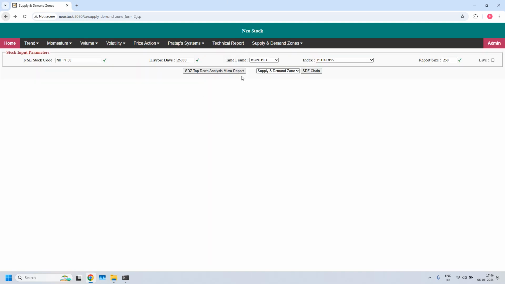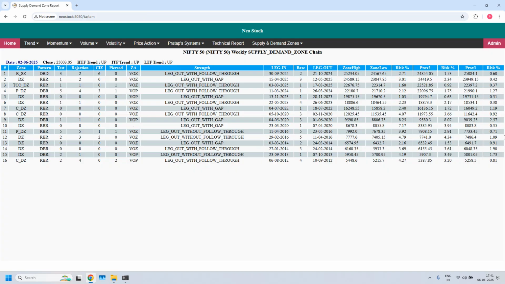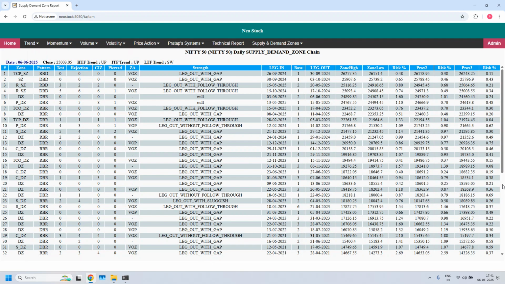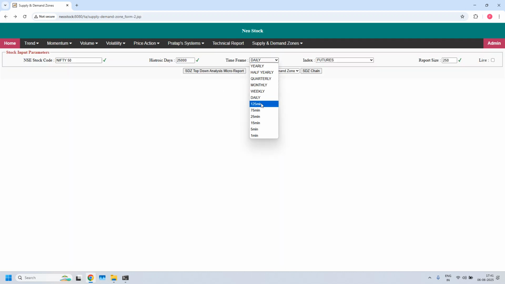Okay, next, weekly supply demand zone chain for Nifty. Next, daily supply demand zone chain for Nifty. Next, 125 minutes supply demand zone chain for Nifty.